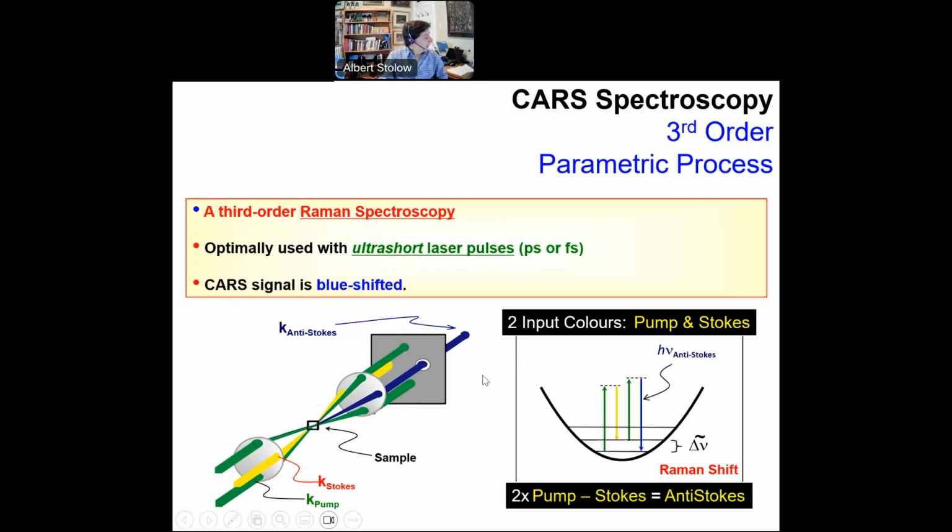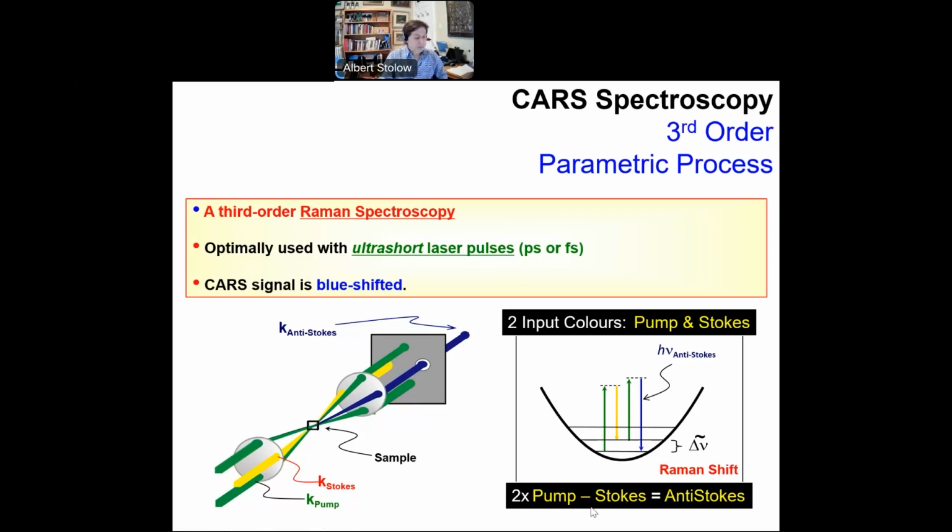So what do I require? Well, I require 2 input colors. I show them here as green and yellow. I told you that it goes up and then down and then up again. The signal that I generate is actually this blue shifted, this blue arrow here, which is called the anti-Stokes radiation. So what we measure is actually this blue light as a function of the difference between these two, yellow and green. You can see that when the difference frequency matches some vibrational level, I'll have a resonance. And that resonance is an indication of the molecular vibration.